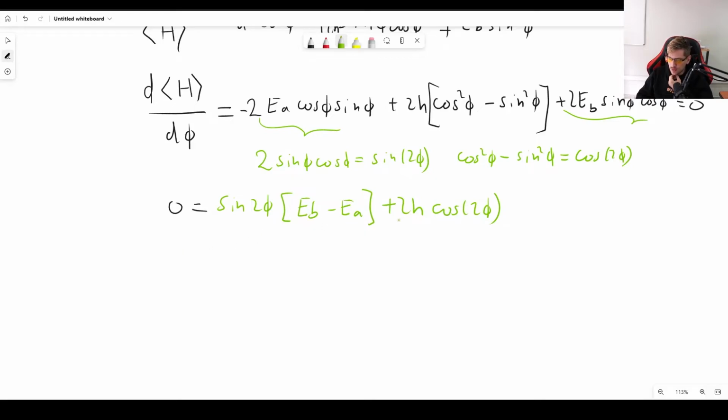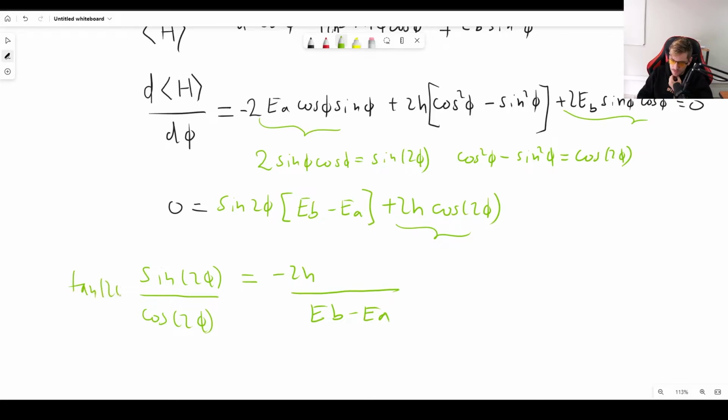So let's put this to one side. So we have that sine of 2 phi is equal to minus 2h cosine of 2 phi, and now divided by EB minus EA. And now we can divide this by cosine so that we get everything that depends on phi on one side, cosine of 2 phi. And this, of course, is tangent of 2 phi. Just to be clear. And well, let me write this in the center. So this is minus 2h.